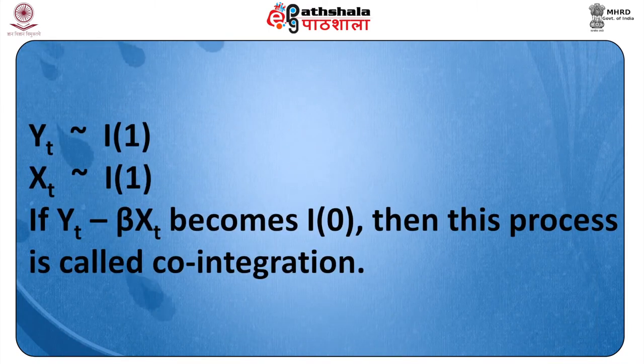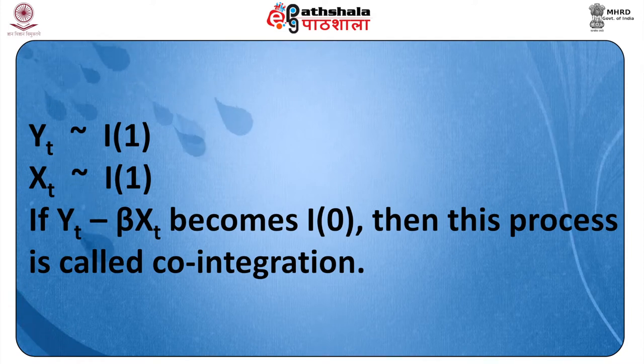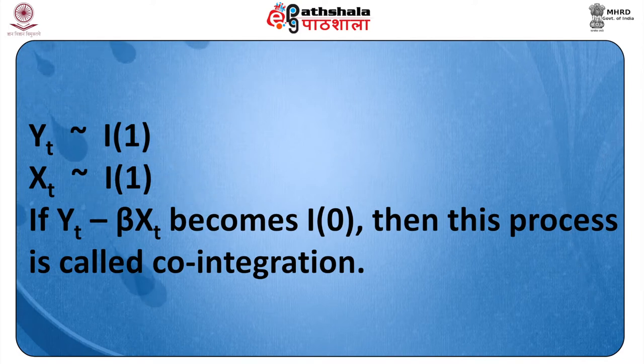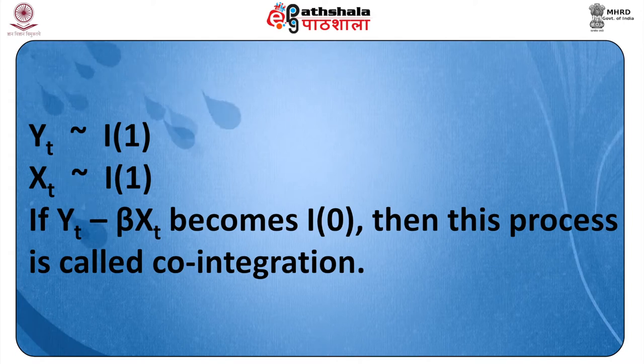It is said that if there is a long-run relationship between two given series, then they are said to be co-integrated. For example, if Yt is integrated of order I(1) and Xt is also distributed as I(1), and if Yt minus beta Xt becomes I(0), then this process is called co-integration. In economic terms, if two variables have a long-term or equilibrium relationship, they will be co-integrated.